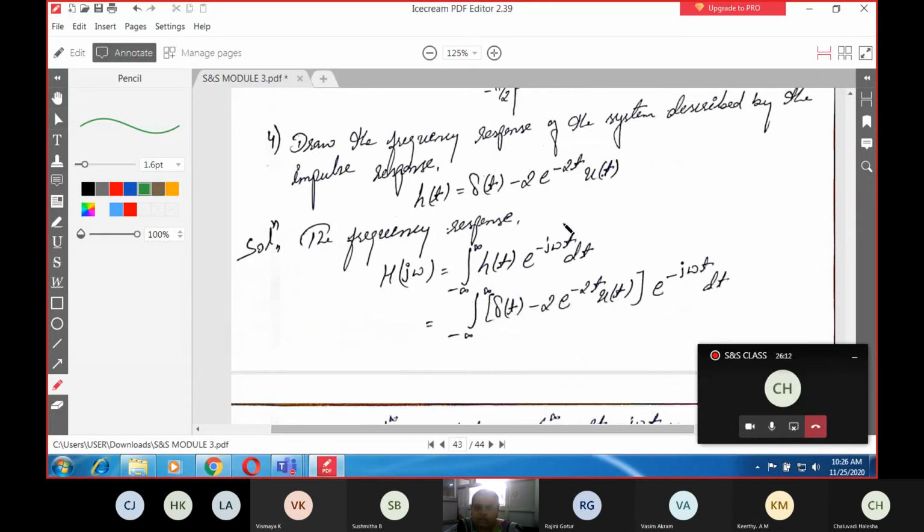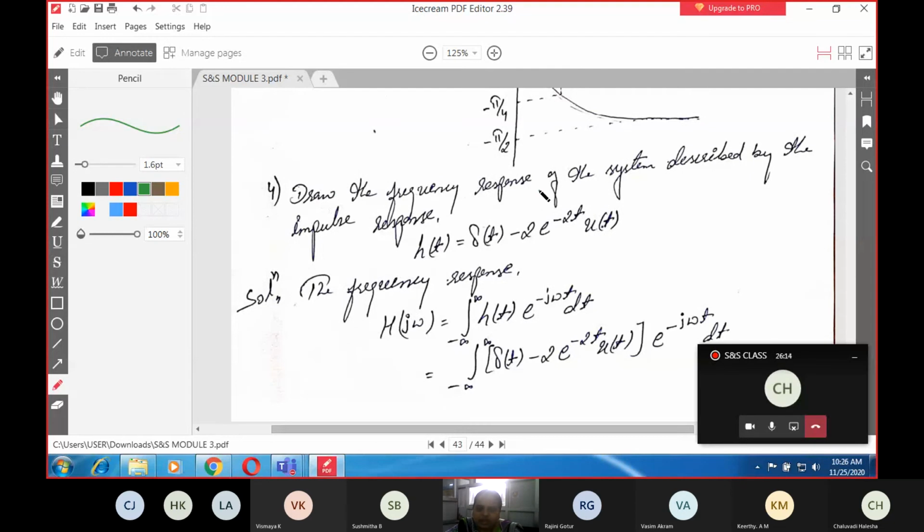Then the next problem is to draw the frequency response of the system described by the impulse response h of t equal to delta of t minus 2 into e raised to minus 2t u of t. The frequency response is going to be h of j omega equal to the integration from minus infinity to plus infinity of h of t e raised to minus j omega t dt.